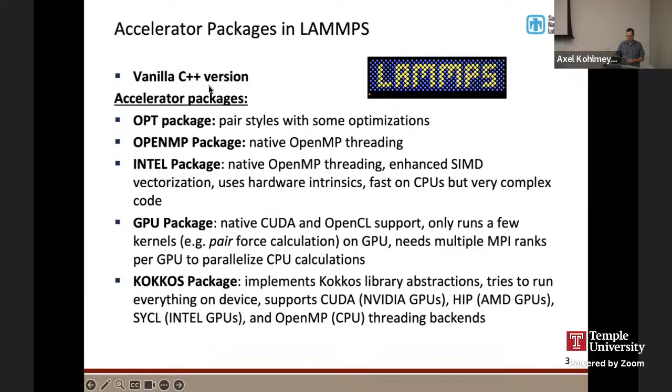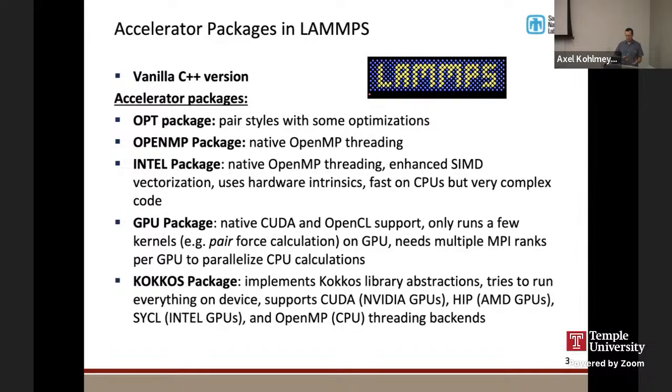So there's the vanilla C++ version, which is just regular C++ plus MPI, and that will not run on GPUs. Then you have several different accelerator packages. The first is the OPT package. That's just some pair styles. It's again C++, but it has some optimizations that may run faster on CPU hardware. There's also the OpenMP package written by Axel. This is native OpenMP threading, so you can run multiple threads on a many-core CPU.